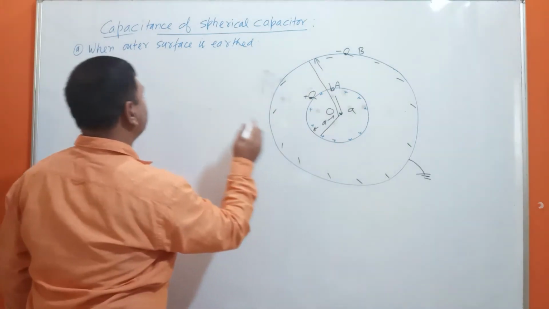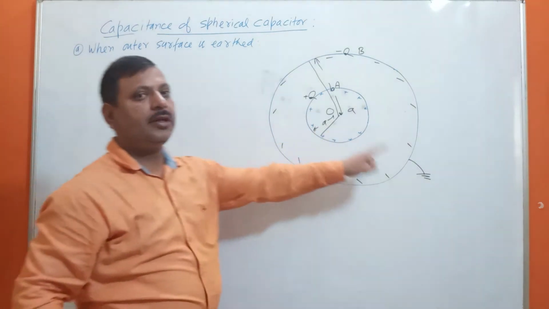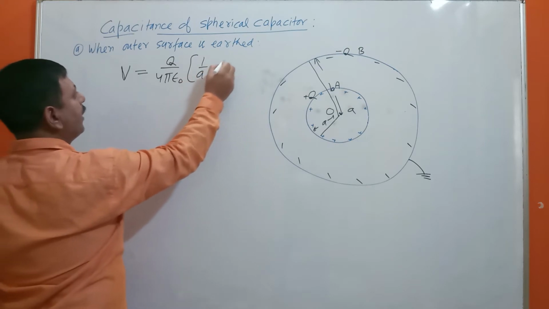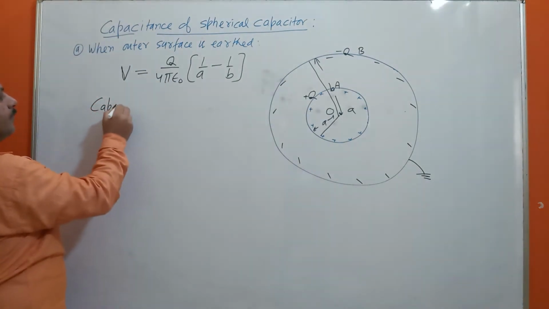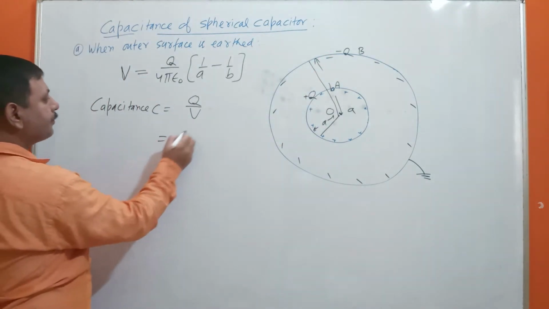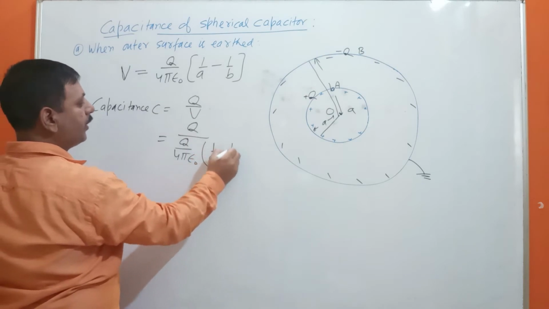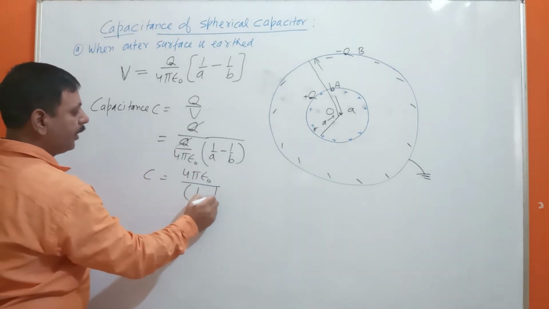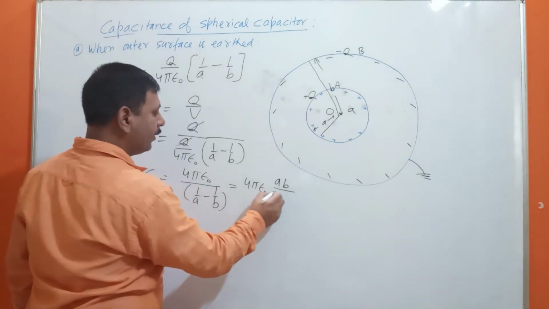So see here, what will be the potential difference? I proved it. The potential difference between A and B is equal to what? Q upon 4 pi epsilon naught, 1 upon A minus 1 upon B. And the potential difference is this. What will be the capacitance? Capacitance C is equal to what? Charge Q upon potential difference V, that is Q upon Q upon 4 pi epsilon naught, 1 upon A minus 1 upon B. Q cancels out, so C is 4 pi epsilon naught upon 1 upon A minus 1 upon B, or you can also say this is 4 pi epsilon naught AB upon B minus A.